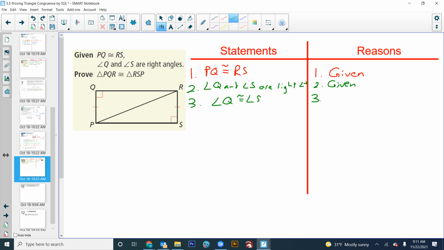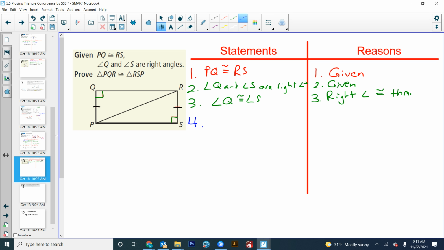Jared, I'm not going to steal your thunder this time. The right angle congruence there. And we already have PQ and RS. We're out of givens.